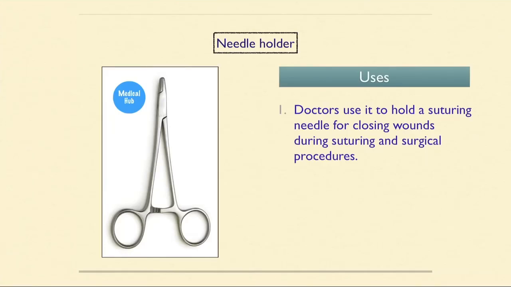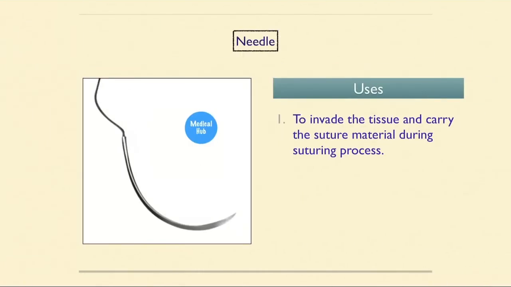Our next instrument is the needle holder. Doctors use it to hold a suturing needle for closing wounds during suturing and surgical procedures. Next instrument is the needle. It is used to penetrate the tissue and carry the suture material during the suturing process.